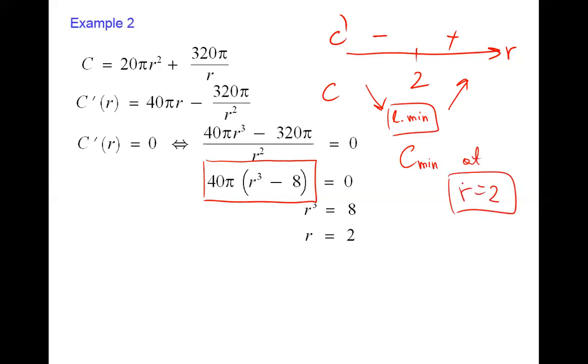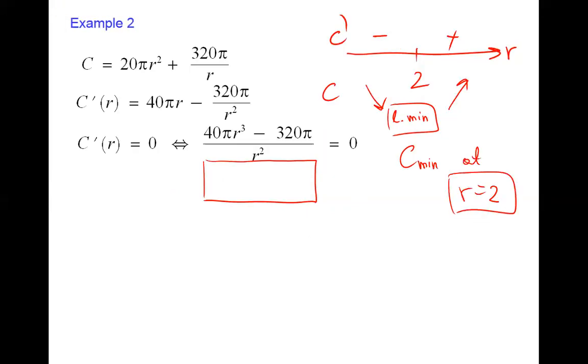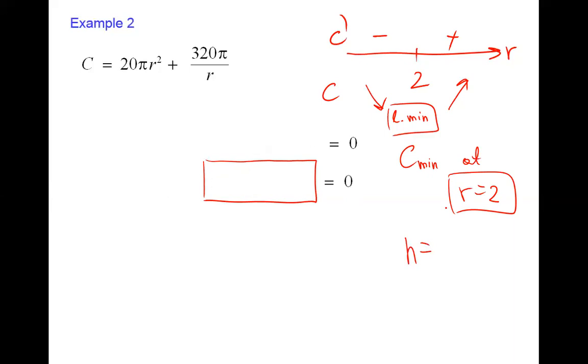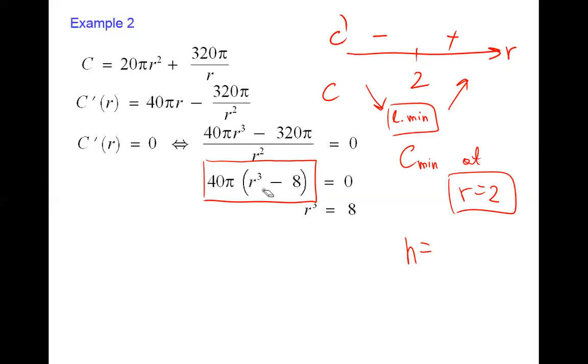And now I believe they ask for, let me come back, they find the radius and the height. We always have to double check what they ask for. That means radius is 2. And now we can compute height. Height, I believe, was 20 over r squared. That means height will be 20 over 4, 5. That's the final answer. Radius is 2 and the height is 5.